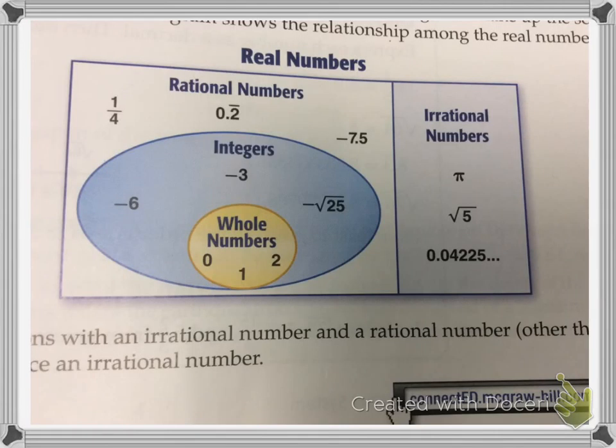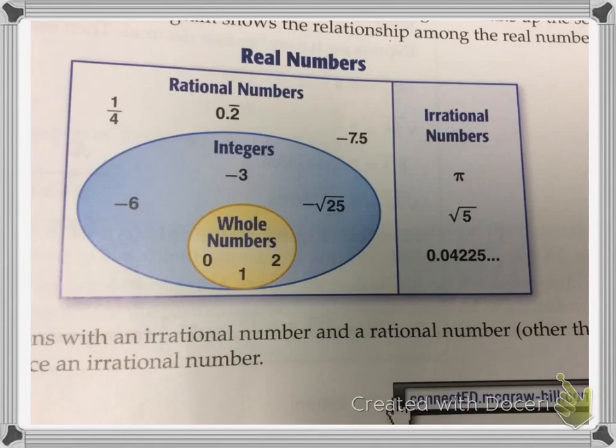Now, this is a diagram that shows the relationship among the real numbers. First, you talk about whole numbers. Whole numbers are any number that you typically think of as a whole number: 0, 1, 2, 3, all of our counting numbers, including 0. These are not negative numbers. They're all positive. They don't have fractions. They don't have decimals. They're just a whole number. Integers start including negatives. So they're whole numbers, but we include negatives. So -6, -3, the square root of 25, or even the negative square root of 25. Because the square root of 25 is 5, so -5 is still considered an integer.